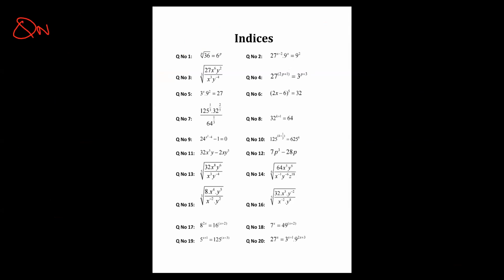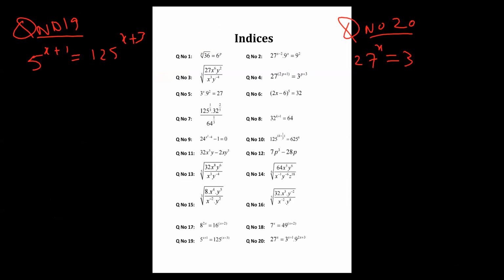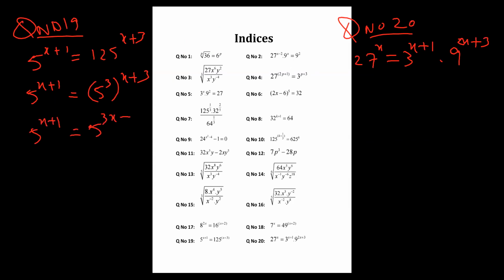Number 19 and 20. 19 is 5 to power x plus 1. So 20 I'm writing also here. So 5 no change, but 125 is 5 to power 3. So power to power multiply. 3 threes are 9. Same basis.